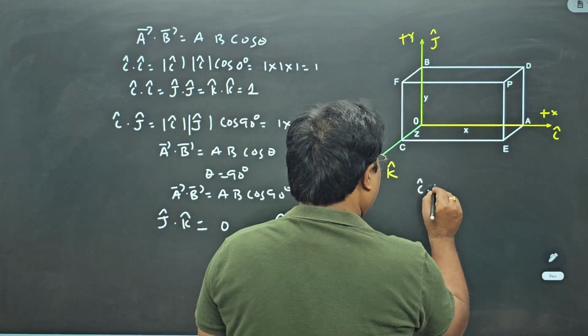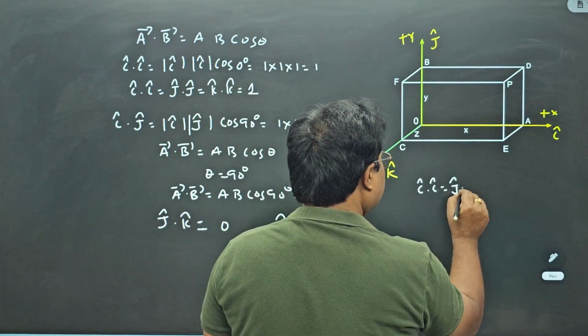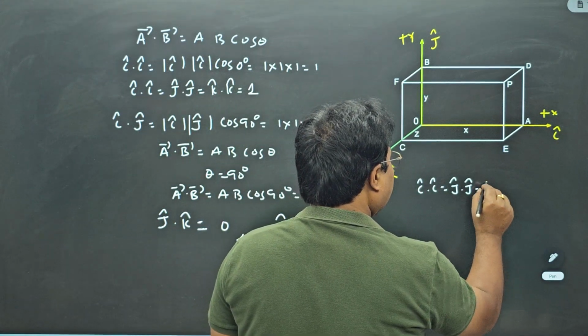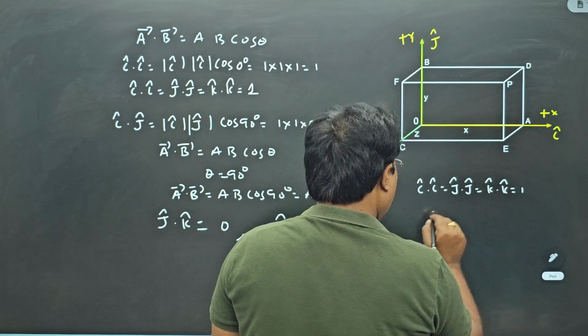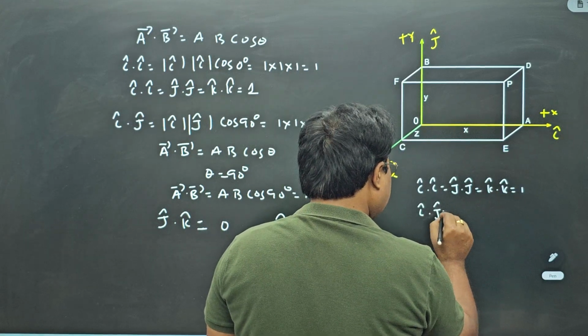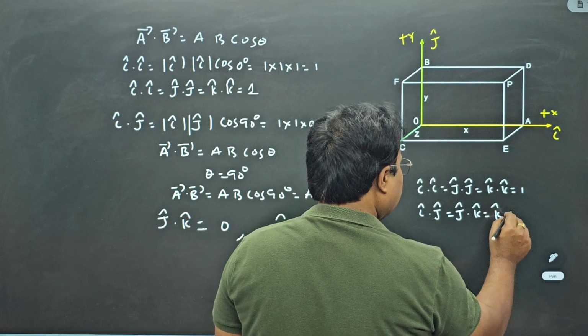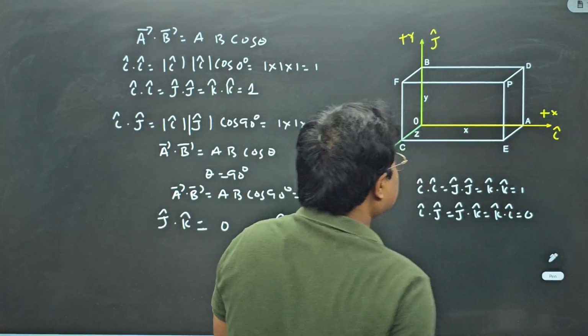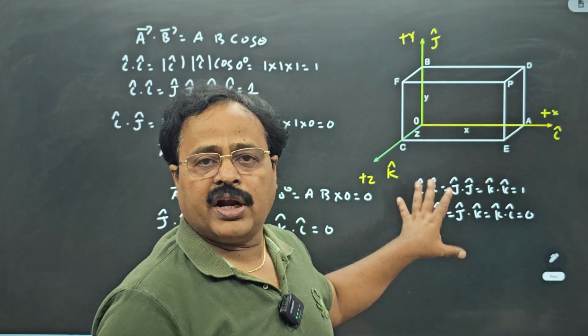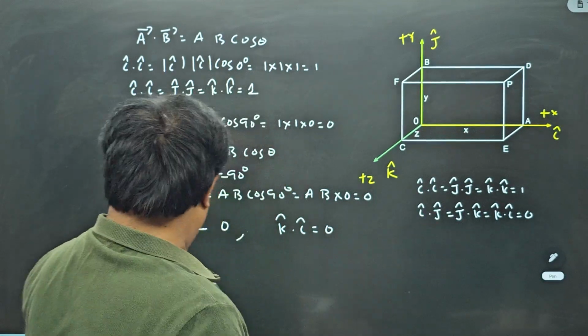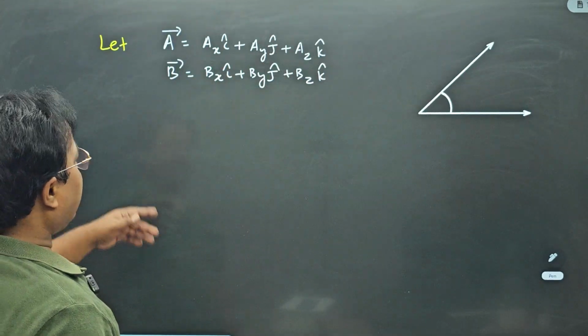So what have we read? i dot i is equal to j dot j is equal to k dot k is equal to 1. i dot j is equal to j dot k is equal to k dot i is equal to 0. This is what we have read. We have understood. Okay, let us move to the next part.